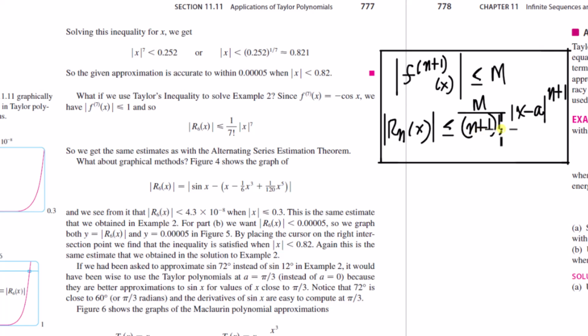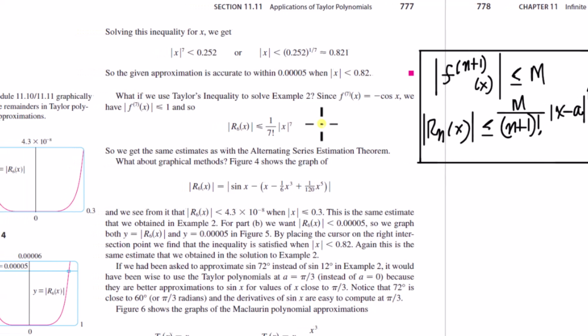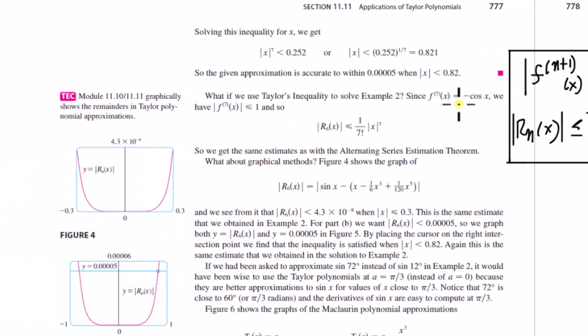So this is going to be 7 factorial. This is going to be the absolute value of x minus a to the 7th. Okay, so the 7th derivative is minus cosine x. And for any x you plug in, the absolute value is going to be less than or equal to 1. So M is equal to 1. So they plug that into Taylor's inequality theorem. You have R sub 6 of x, the absolute value, is less than or equal to 1 over 7 factorial times the absolute value of x to the 7th, since the center point is a equal to 0. So there you go.